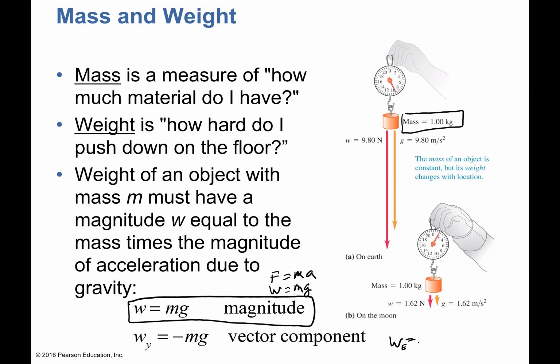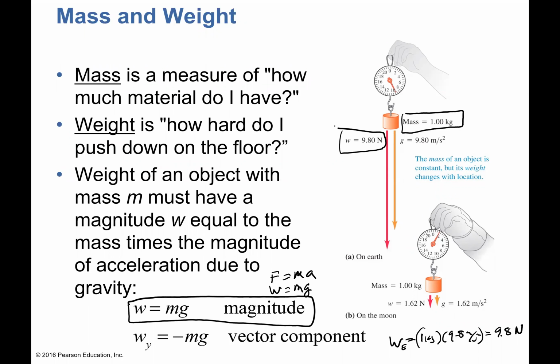Weight of this object will be its mass. So this is weight on Earth. Its mass, which is 1 kilogram, times the g for Earth, which is 9.8 meters per second squared. Then I get 9.8 newtons. See, the weight is 9.8 newtons, because g, which is 9.8, is very specific to Earth. g at other celestial places like the Moon, Jupiter, Mars is different.